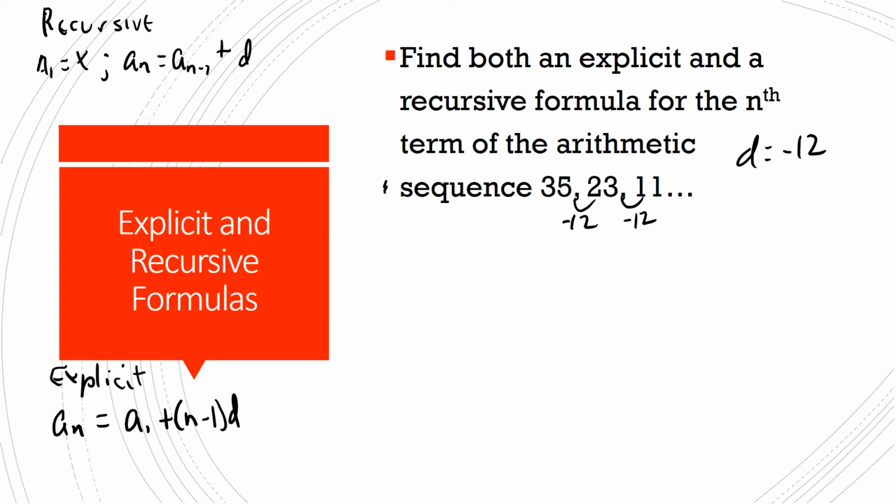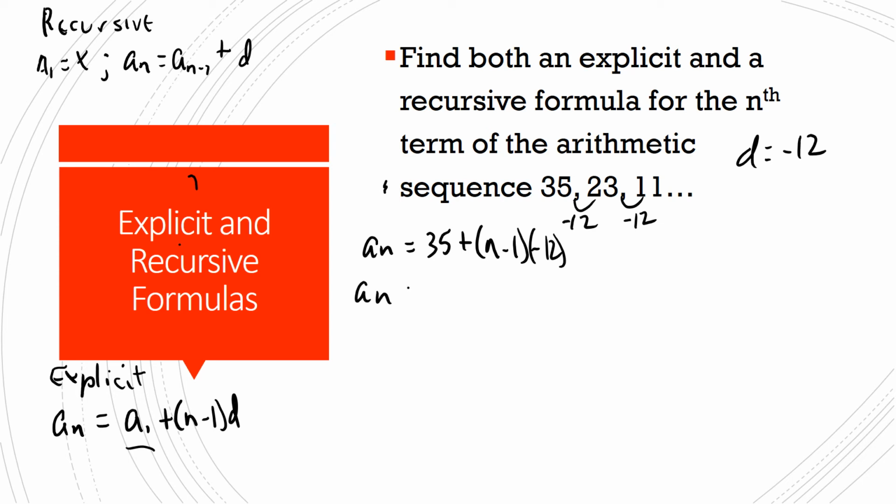So which one do we want to start with first? Well, let's start with the explicit. So I would start here with a_n equals, and I would substitute in for a1 the first number of this sequence, 35, plus (n minus 1) times the common difference, which is negative 12. I want to put that in parentheses, to make sure I'm not trying to subtract negative 12. Well, let's distribute negative 12 to n minus 1.